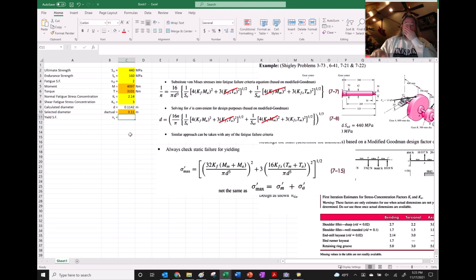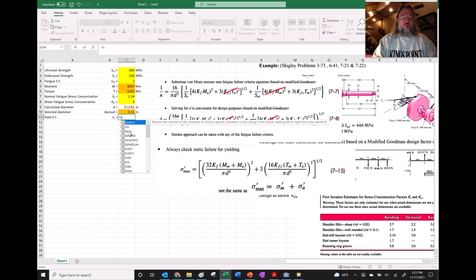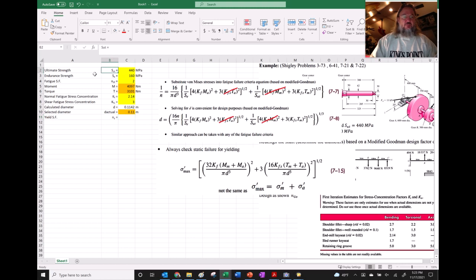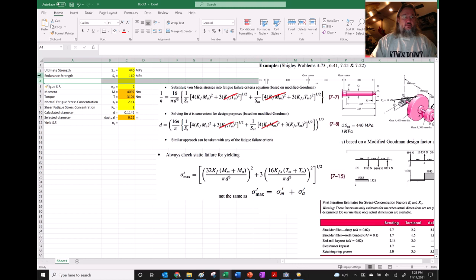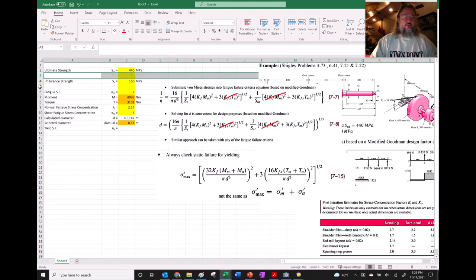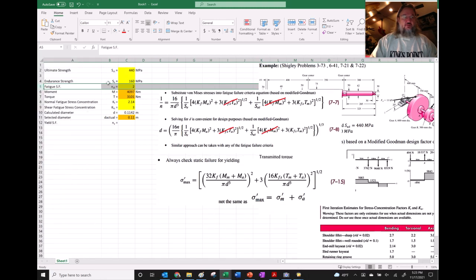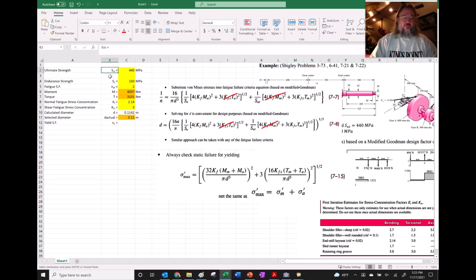And for the yield safety factor, we'll go equals square root of... and wait, we want to go... maybe we need the yield strength, so maybe I'll insert a line, and maybe I'll insert a line up here. That's a better line, and I'll go yield strength.